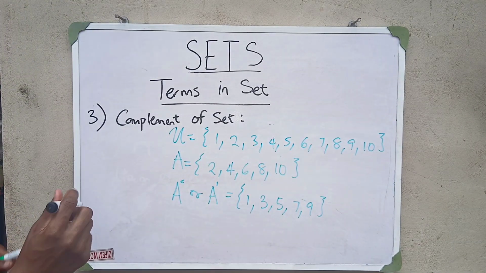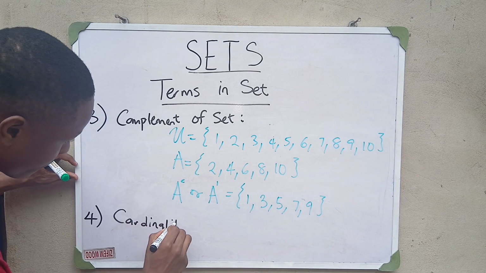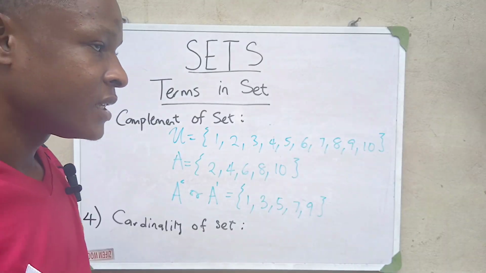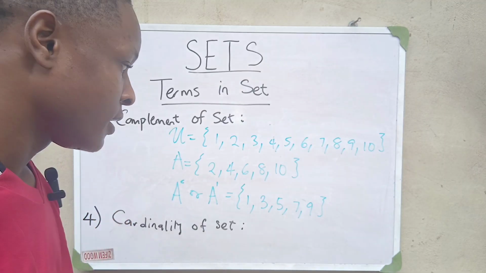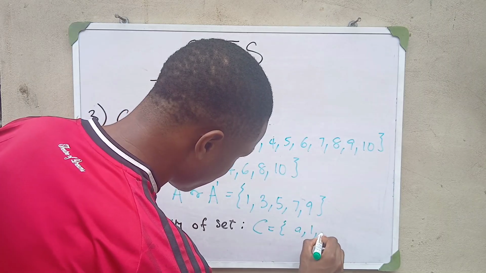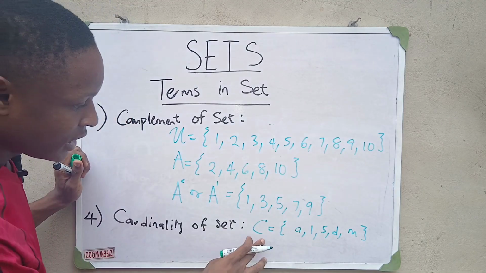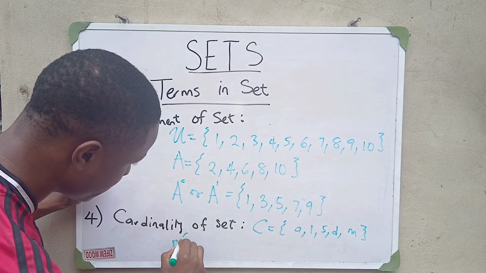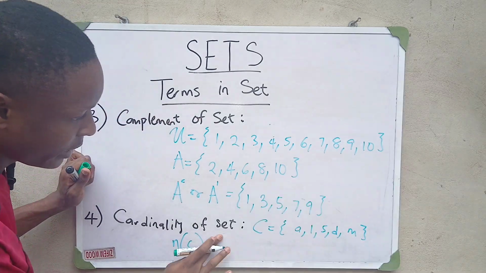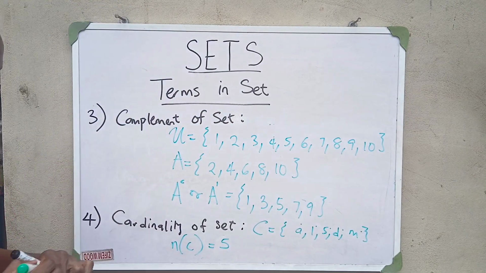Another term that we need to know is the cardinality of a set. Cardinality of a set is the number of elements that are in that set. So let's say we have set C that contains elements A, 1, 5, D, M. The cardinality of this set is written as n(C). That's the number of elements of set C. What is the number of elements of set C? We have 1, 2, 3, 4, 5. So the cardinality of set C is 5.